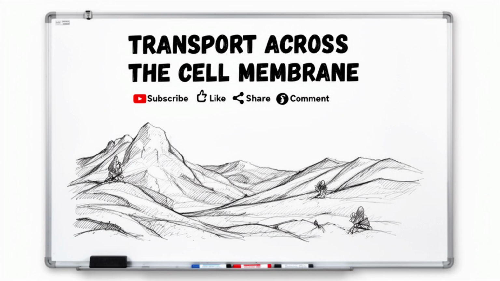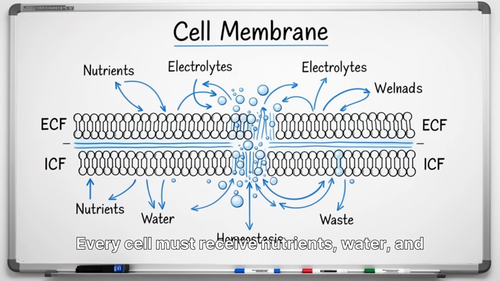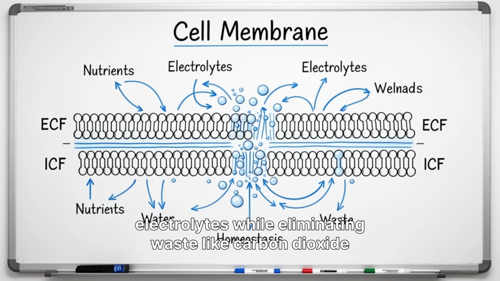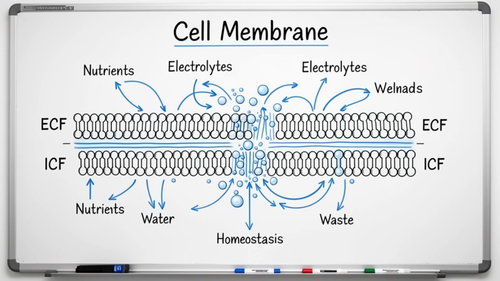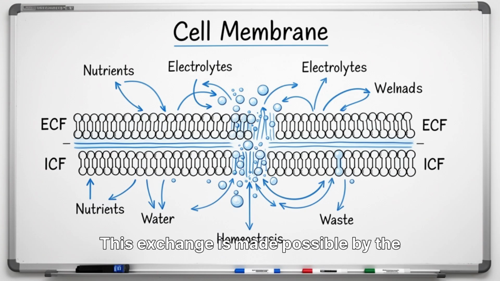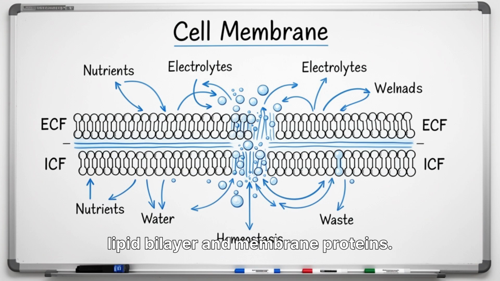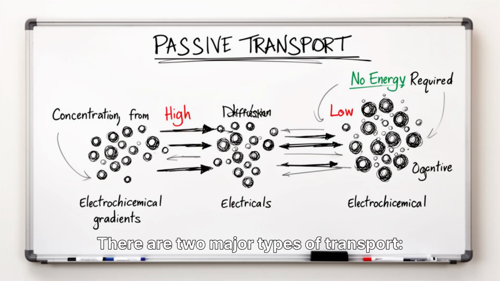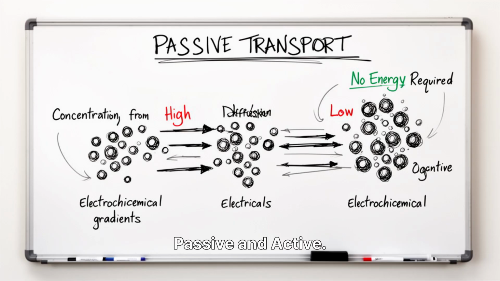Let's get started. Every cell must receive nutrients, water, and electrolytes while eliminating waste like carbon dioxide to maintain homeostasis. This exchange is made possible by the lipid bilayer and membrane proteins. There are two major types of transport, passive and active. Let's look at passive transport first.